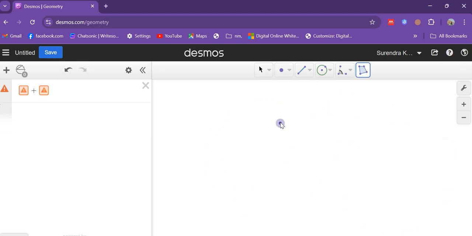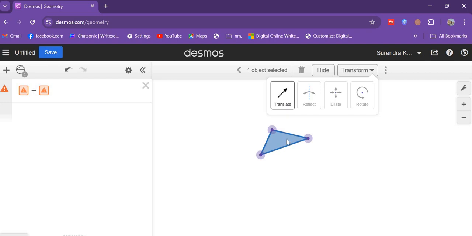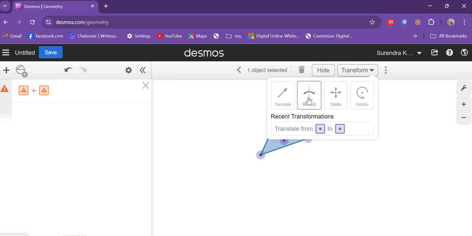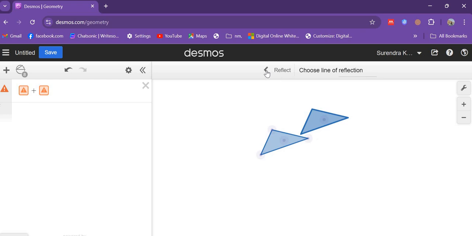Similarly, we can use the geometrical tool for transformation. We can translate the triangle by a certain vector like this. We can reflect the triangle by a line as an axis.